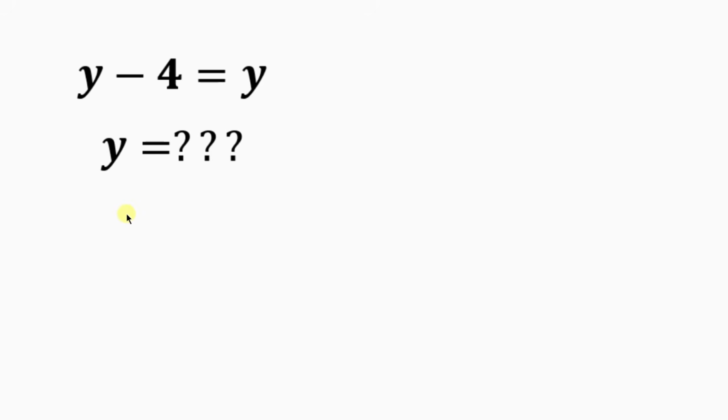We have this interesting question that says, find the value of y given that the square root of y minus 4 is equal to y. Well, I'm going to be using two methods to solve this question. So we start with the first method. We call this method 1.